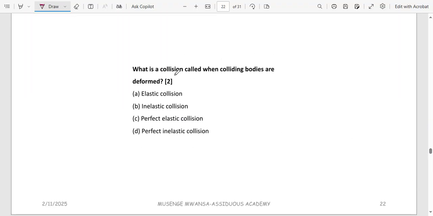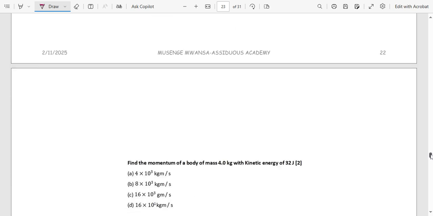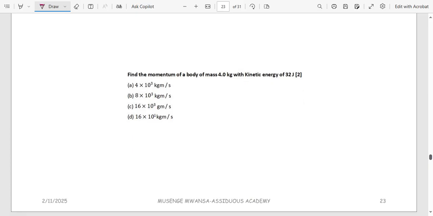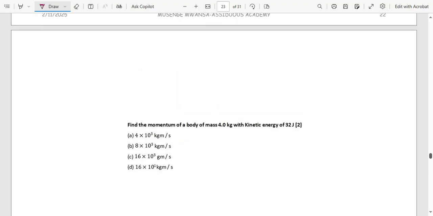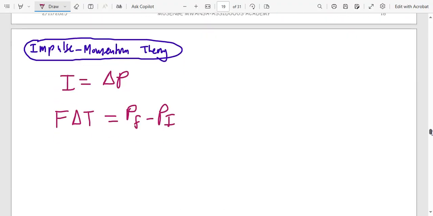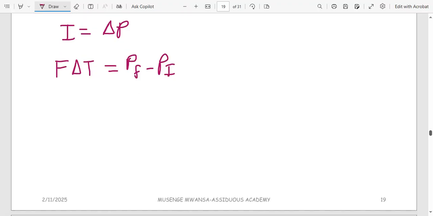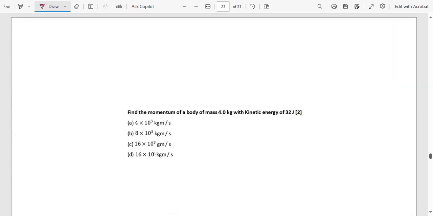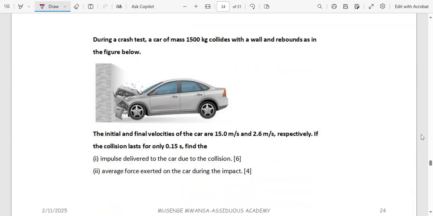What is a collision called when colliding bodies are deformed? So after deformation, what is that collision? Find the momentum of a body of mass 4 kg with kinetic energy of 32 joules. So here we've been given kinetic energy. We want to find the momentum. When you've been given kinetic energy, you can actually calculate velocity, because kinetic energy is equal to half mass times velocity squared. So find the velocity and use it to calculate the momentum.